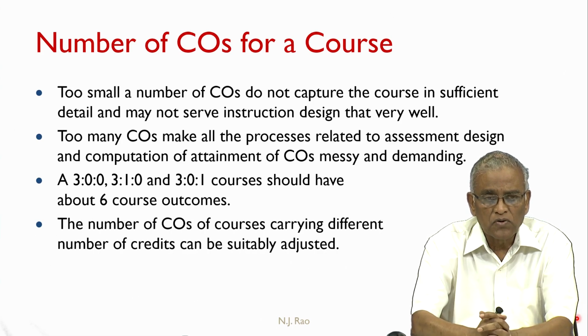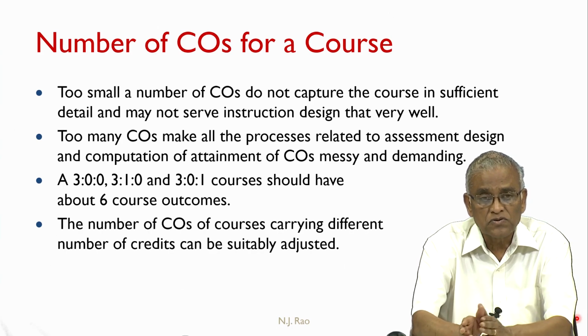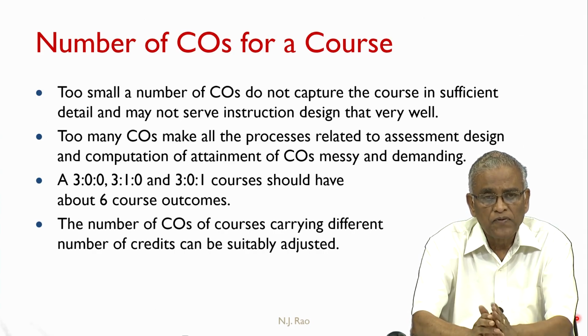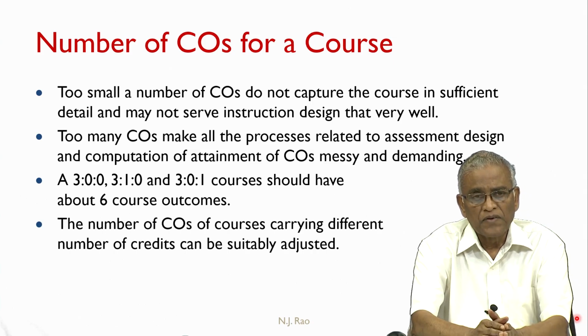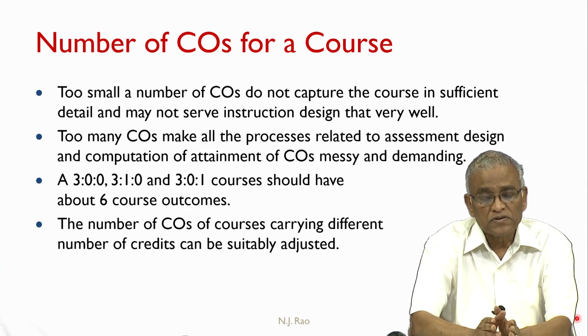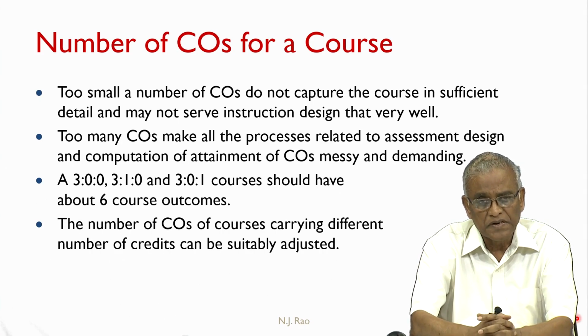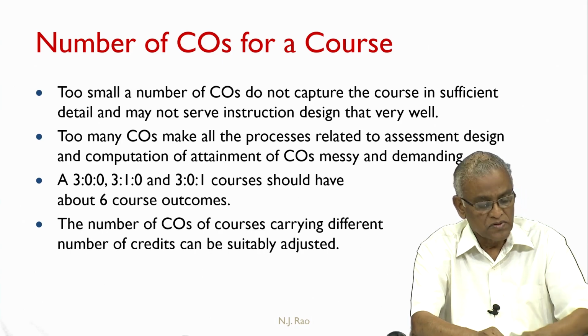If a course carries different credits, for example in general programs you may have even a course like 5:0:1 or 4:0:2 as per the UGC requirements, the number of COs can suitably be altered. For example, if you have something like 5:1:0, you can even have something like 10 course outcomes written, because the scope of the course is vastly increased from a 3 credit course.